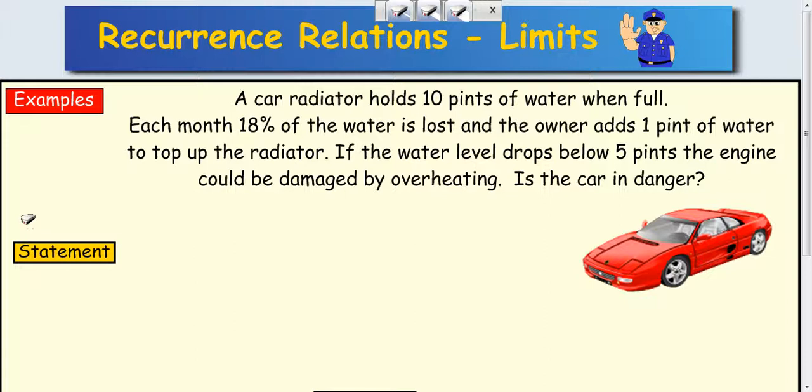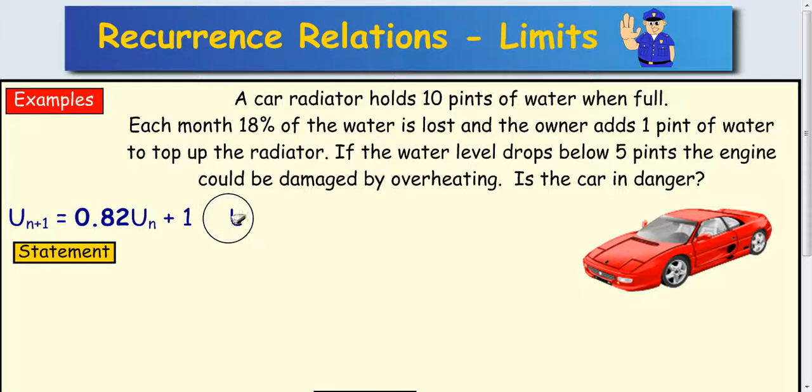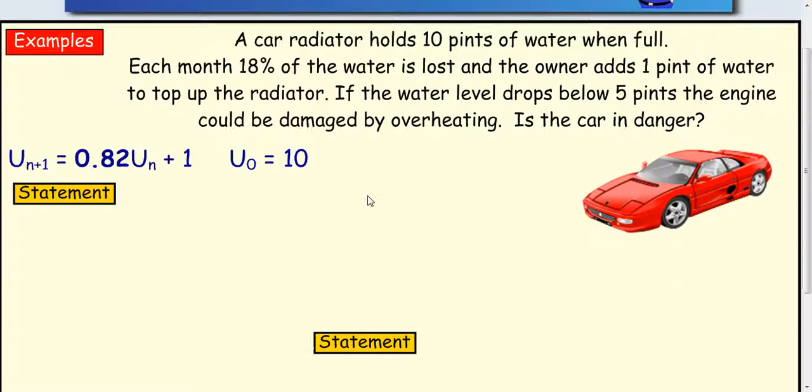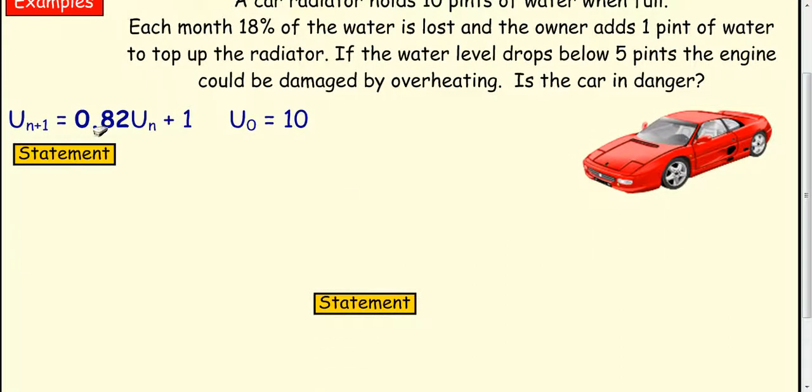As before, first thing you need to do is write your recurrence relation. So u of n plus 1 equals, now we're dropping by 18%, so that leaves us at 82%. So multiplier 0.82, u of n, and then the owner adds 1 pint of water to top up, so add 1. Starting value is 10. Same as before, this multiplier is between -1 and 1, so a limit exists. Make sure you write that sentence in.